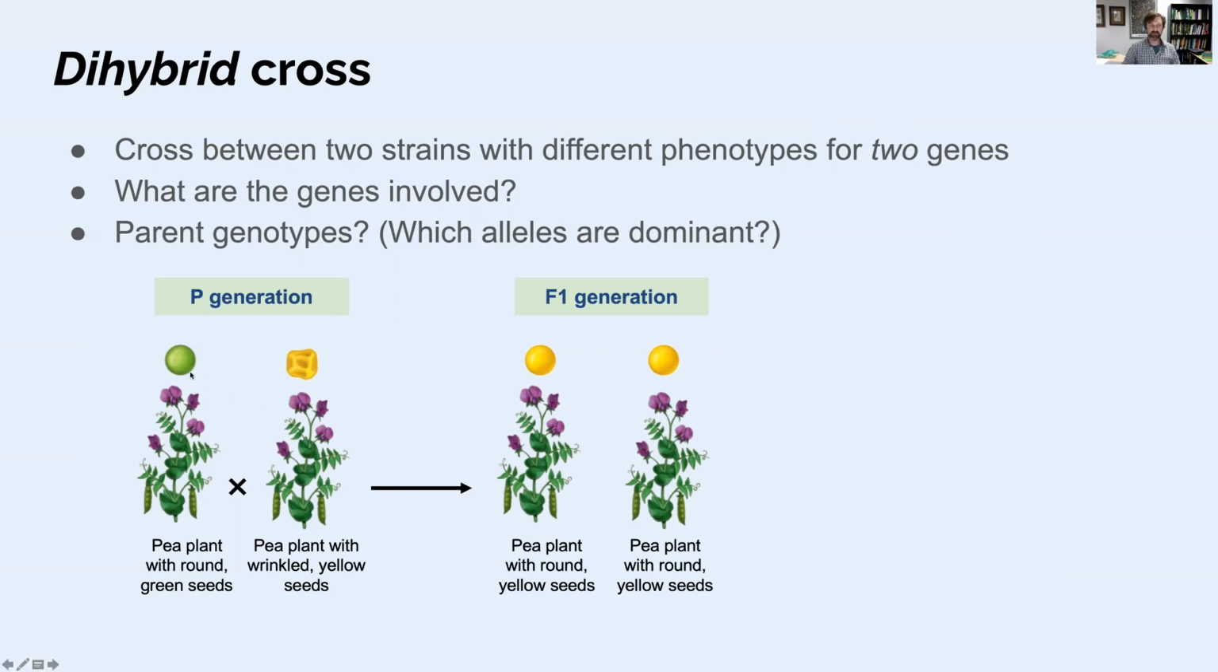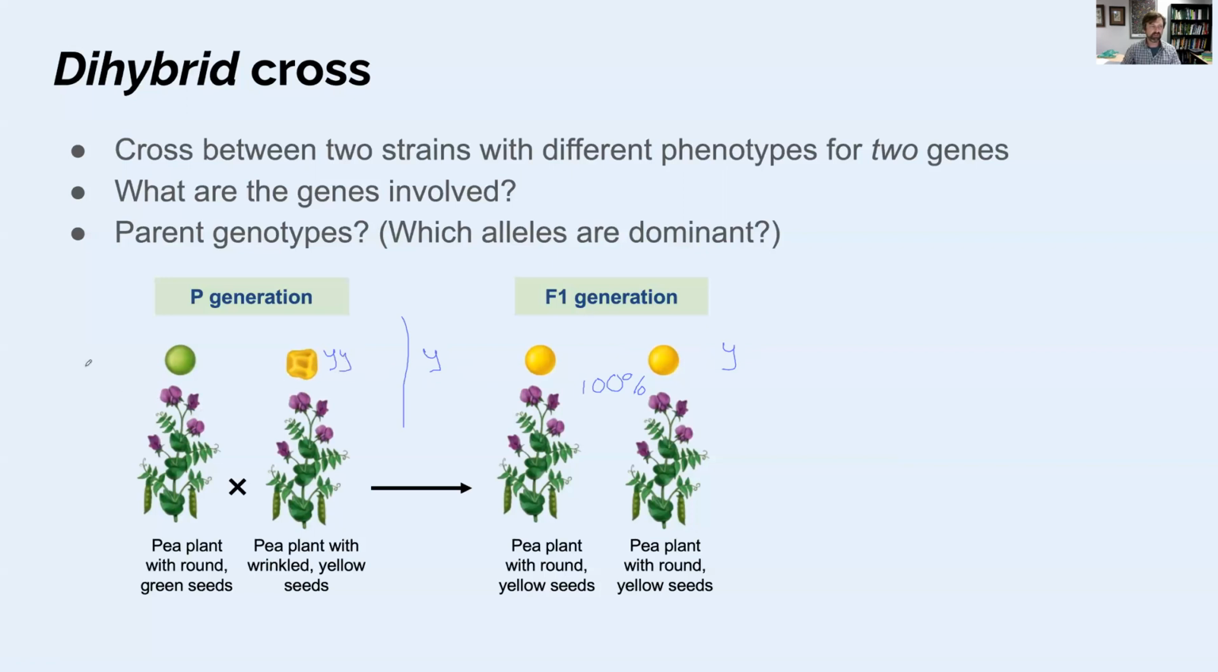So same thing as before, crossing these individuals, we discover that the F1 offspring are uniformly the same phenotype. And in this F1 generation, this tells us who is dominant. So of the color, green versus yellow, yellow is dominant. So you could write your alleles in as big Y for yellow.